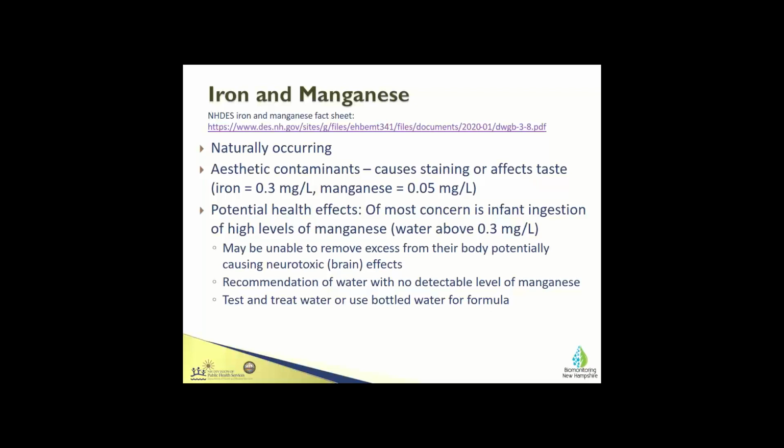New Hampshire Department of Environmental Services is working on a new enforceable drinking water standard, so a new basically maximum contaminant level for manganese to be effective on July 1st of 2022. And by making this standard and setting it at 0.3, they're going to make it protective for infant health, and then public water systems would need to abide by this and make sure their water is below this standard. And so it is our recommendation that your private well water is also below 0.3 milligrams per liter for manganese.